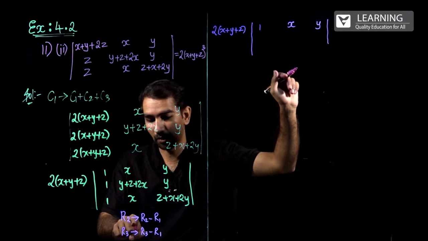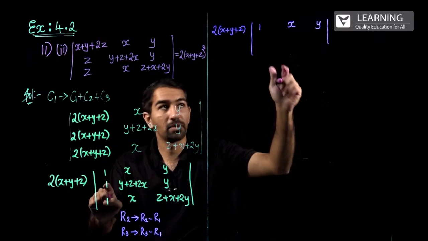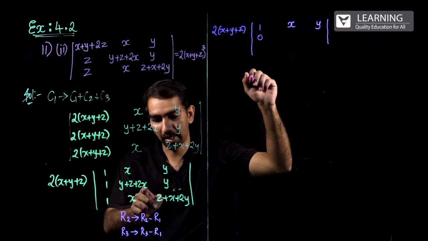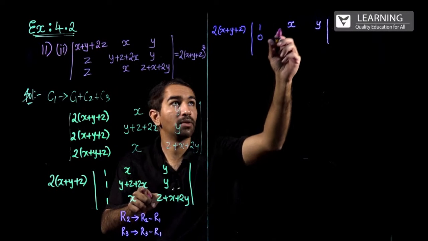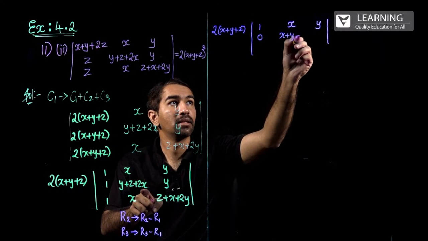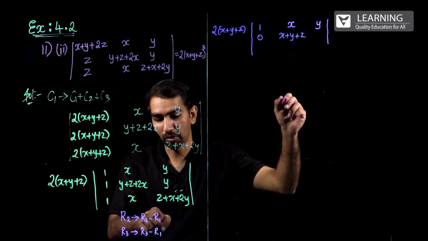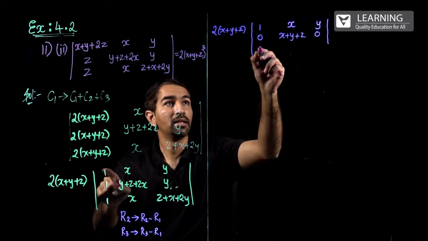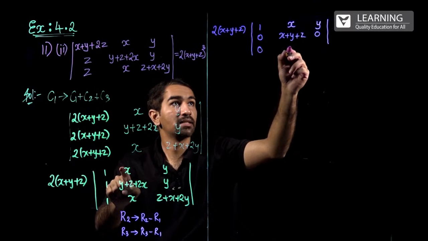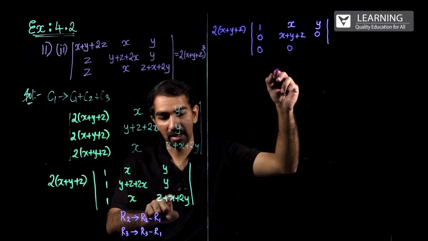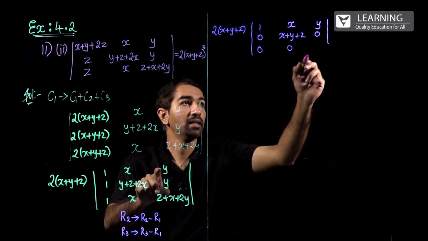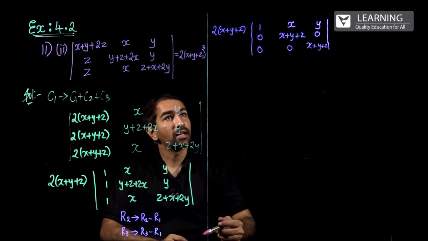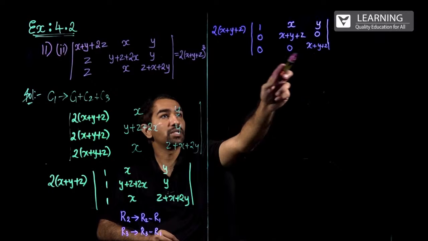Now we'll start writing R2. R2 minus R1, 1 minus 1, 0. R2 minus R1, y plus z plus 2x minus x. So what will happen? Only x plus y plus z will remain here. Correct? So here what will happen? R2 minus R1, y minus y, 0. Same thing, 1 minus 1, 0. X minus x, 0. And z plus x plus 2y minus y will become x plus y plus z. Now see, there are 2 zeros in the first column and there are 2 zeros in the last row.